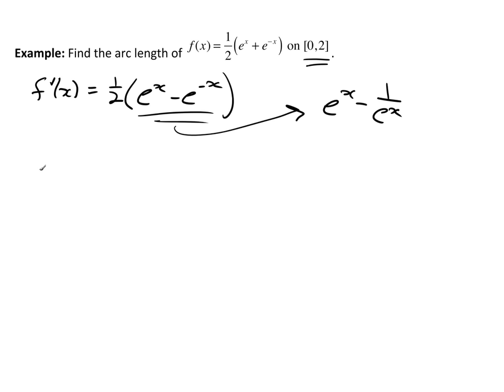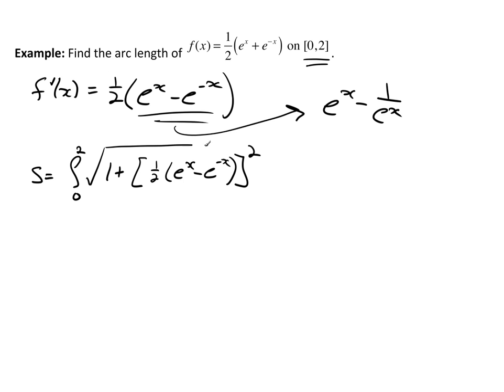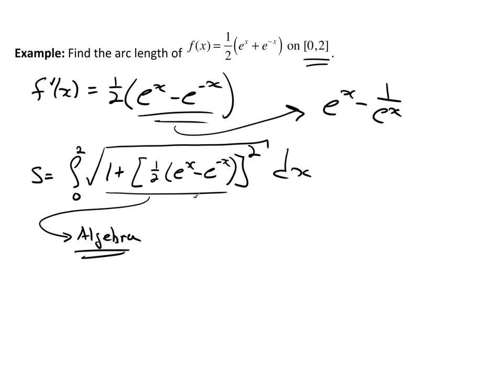So now the arc length s is going to be equal to the integral from 0 to 2 of the square root of 1 plus, now I need this whole quantity squared, (1/2 times (e to the x minus e to the negative x)) squared, dx. Now, let's just take this piece. I'm going to leave the calculus for a second, and I'm just simply going to do a little bit of algebra to put this in a form that I can integrate.